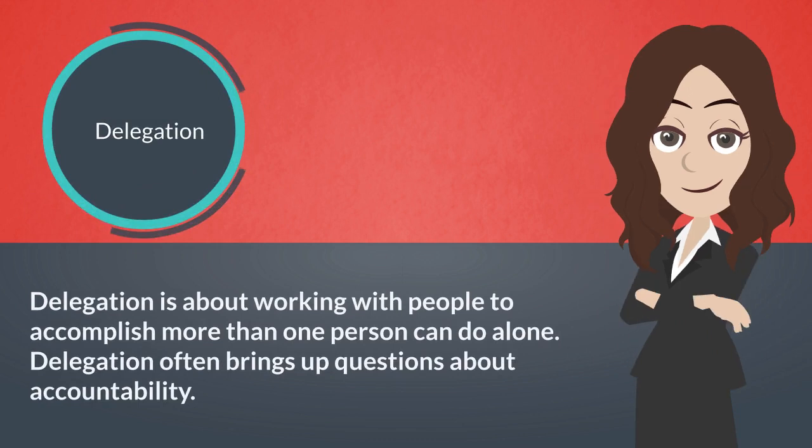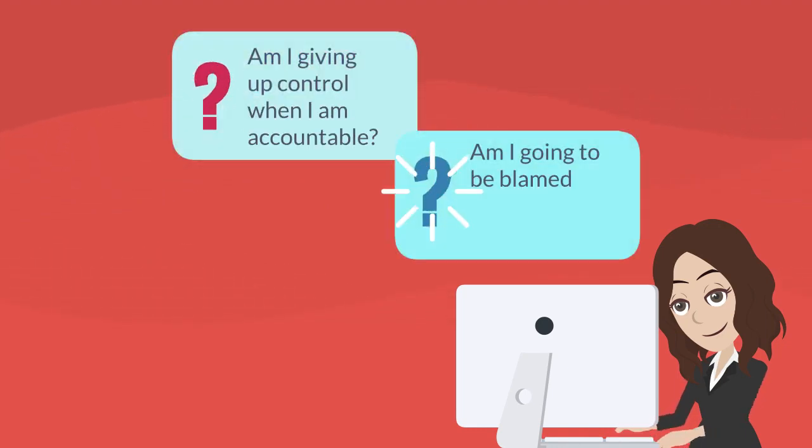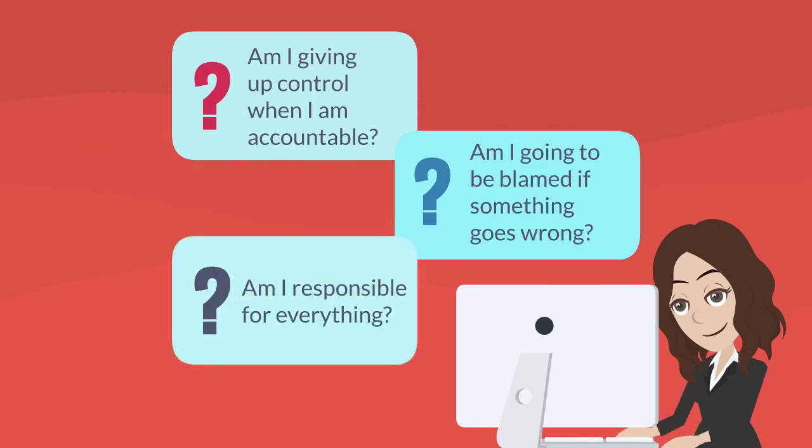The next element, delegation, is about working with people to accomplish more than one person can do alone. Delegation often brings up questions about accountability. Questions like, am I giving up control when I am accountable? Am I going to be blamed if something goes wrong? Am I responsible for everything?